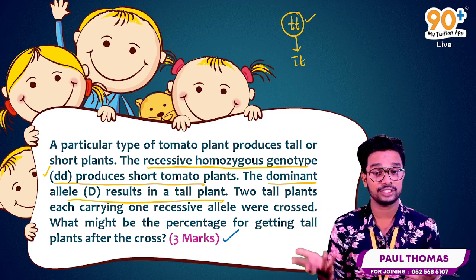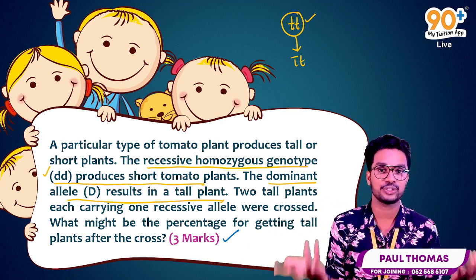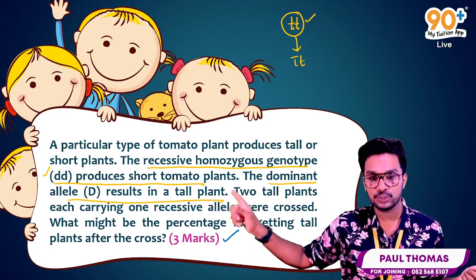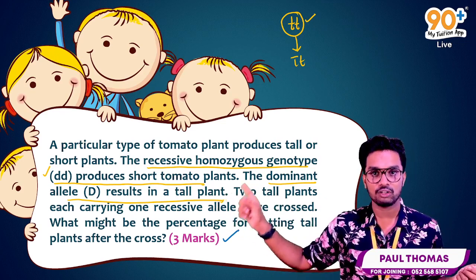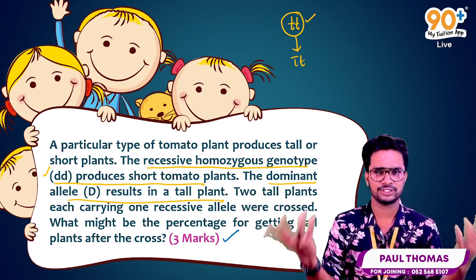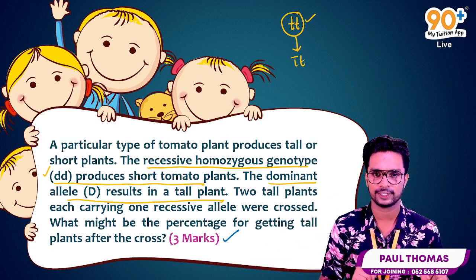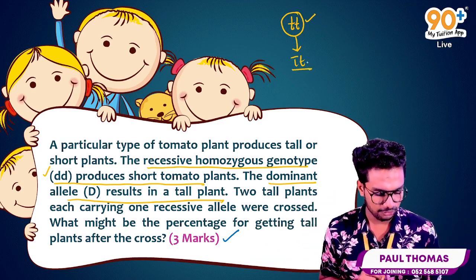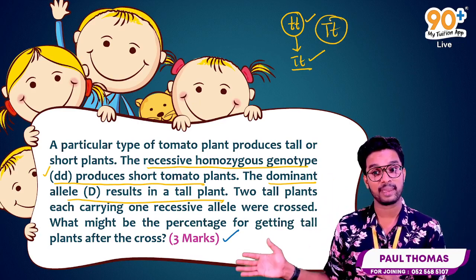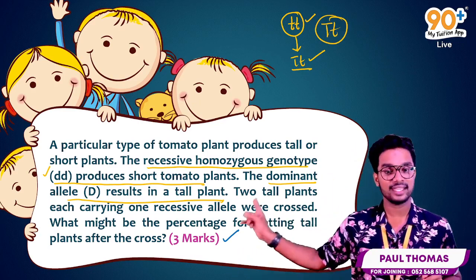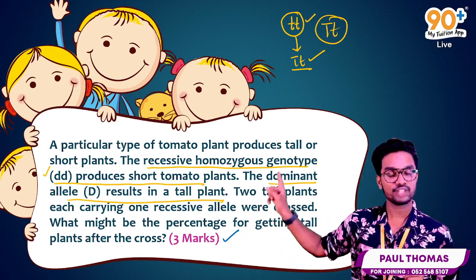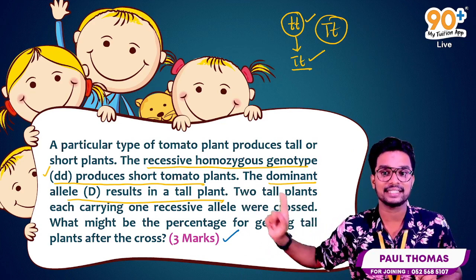If the question doesn't mention any kind of alleles or gene combination, you can use your own according to your knowledge and convenience. You can use whatever genotype letters you want to represent the phenotype, any of the symbols, if it is not mentioned in your question. But if the question mentions the letter to be used for the genotype, you should always follow that. Here they clearly mentioned that small d produces a short tomato plant and dominant capital D results in a tall plant.